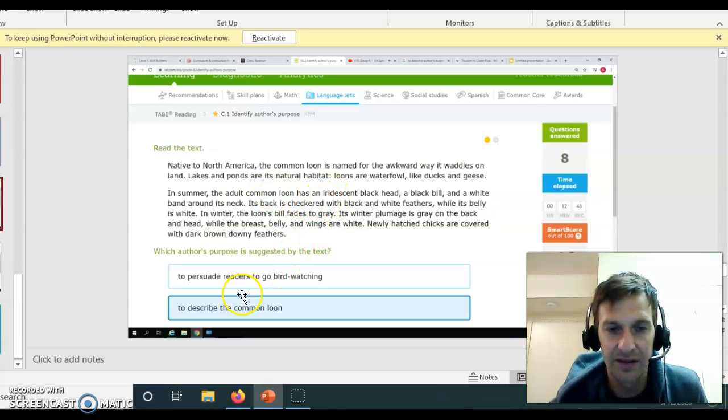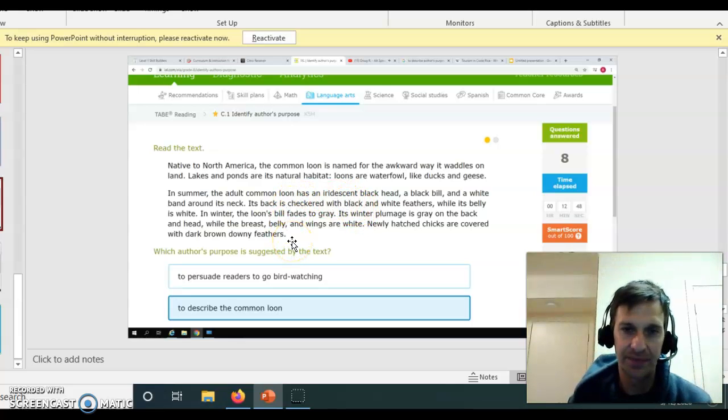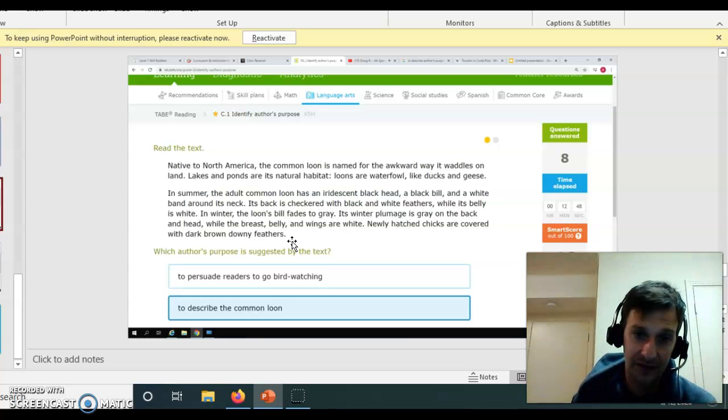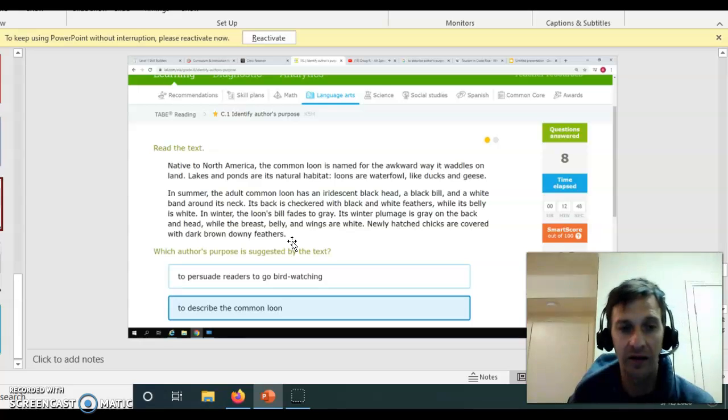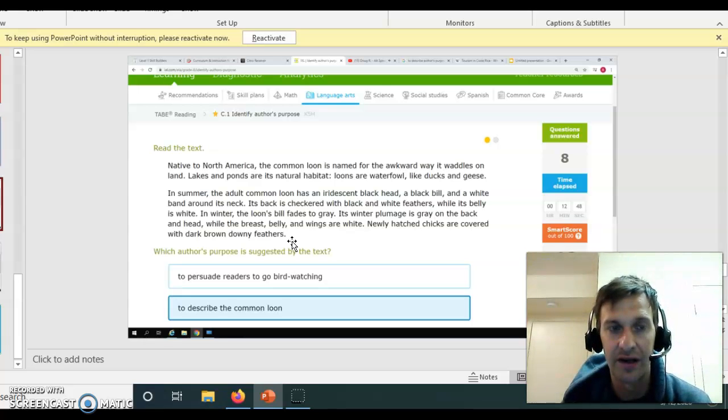Alright? So in this example, he's not trying to persuade you to go bird watching. He's describing the animal. How is he describing it? He's appealing to your five senses. He's making you think about looking at it, how the bird might feel. All these description words are telling you exactly what the loons look like.